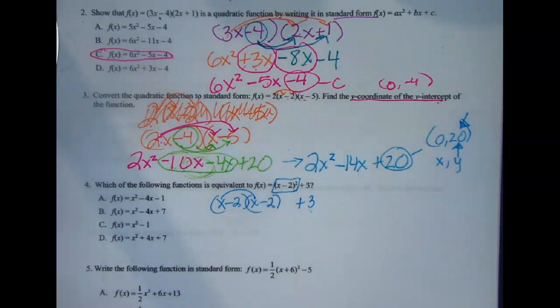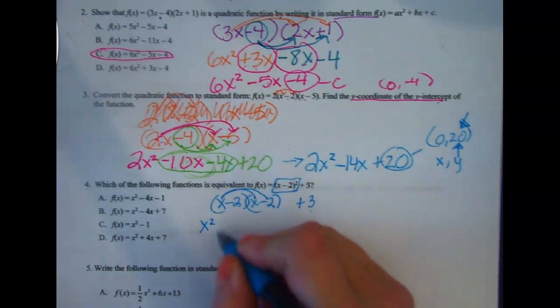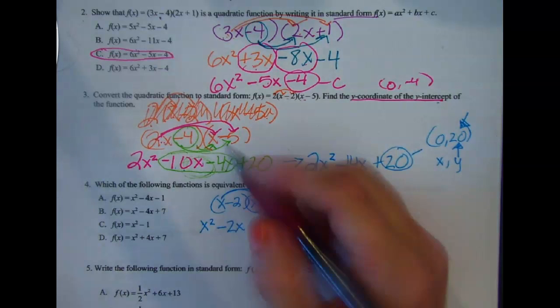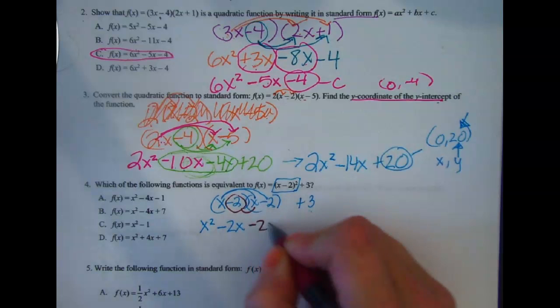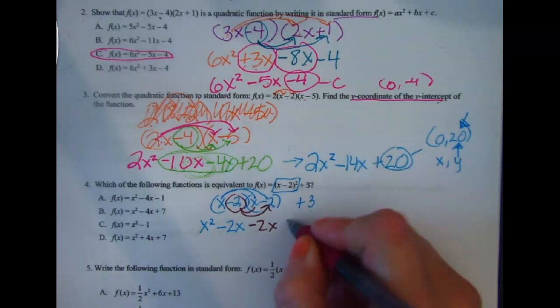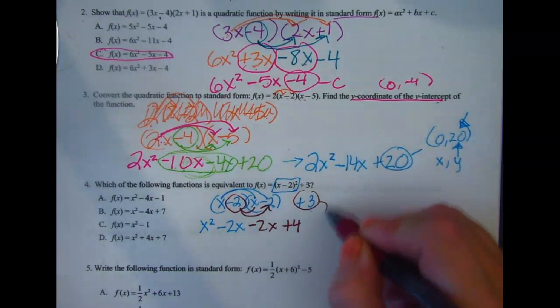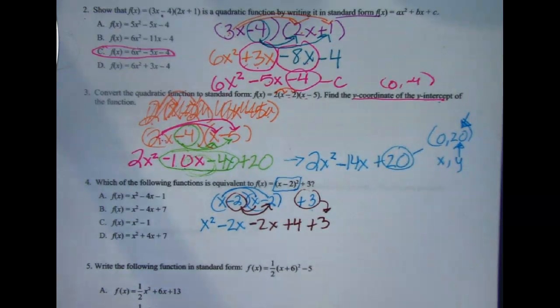So x squared, because x times x is x squared, and then x times -2 is a -2x. If I look at the second part, I have a -2 times x, so -2x, and then a -2 times -2 is +4. And then this is where I would take my plus 3 and add it down here, because now we're going to combine like terms.